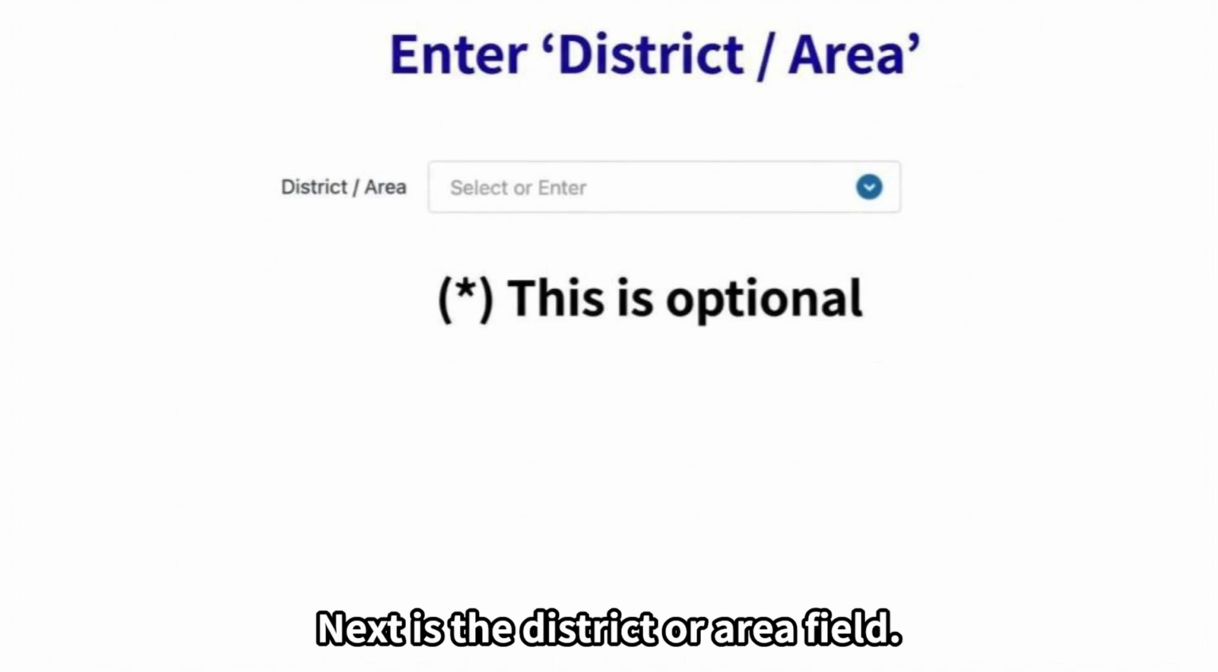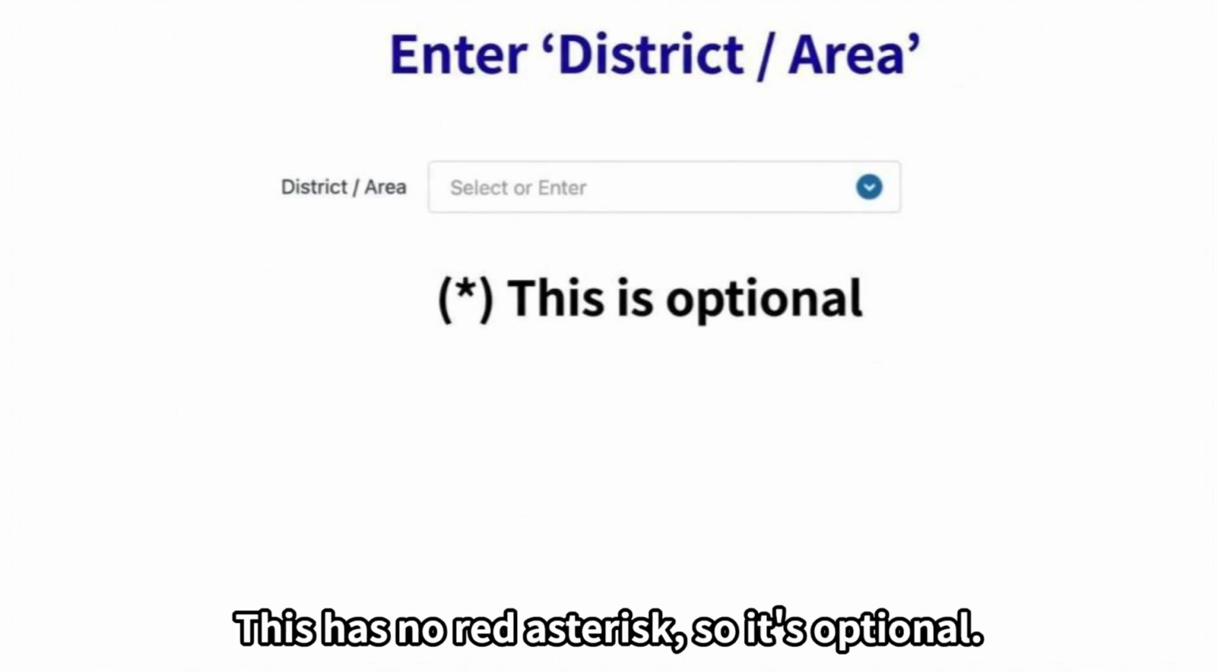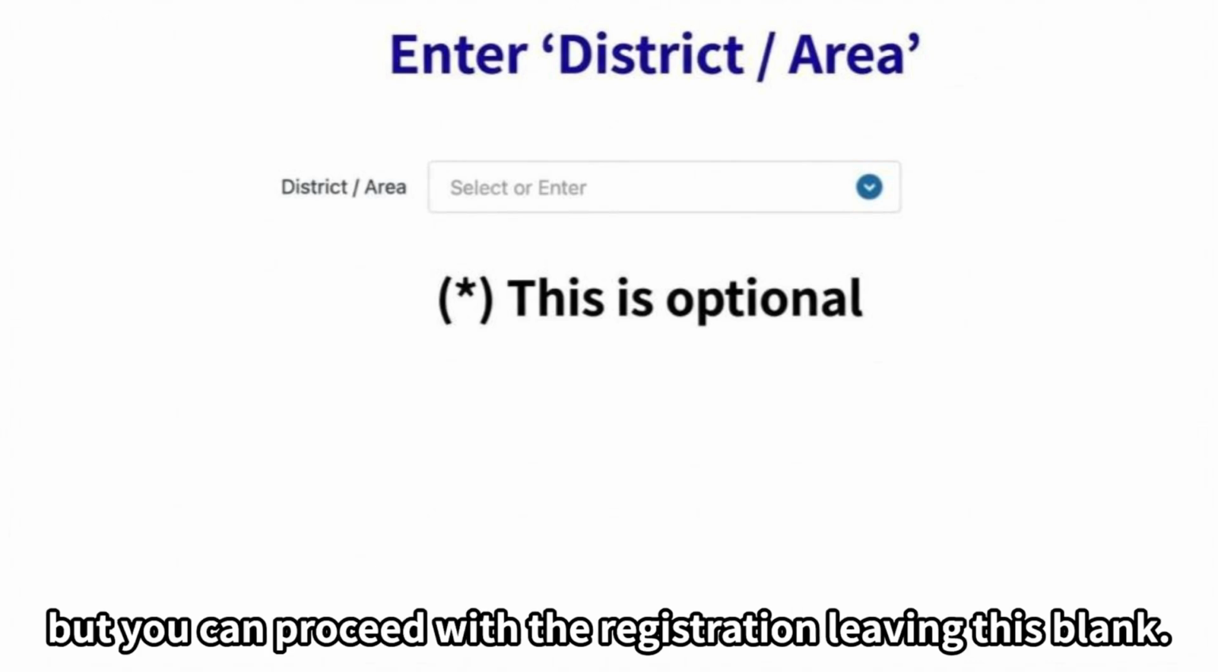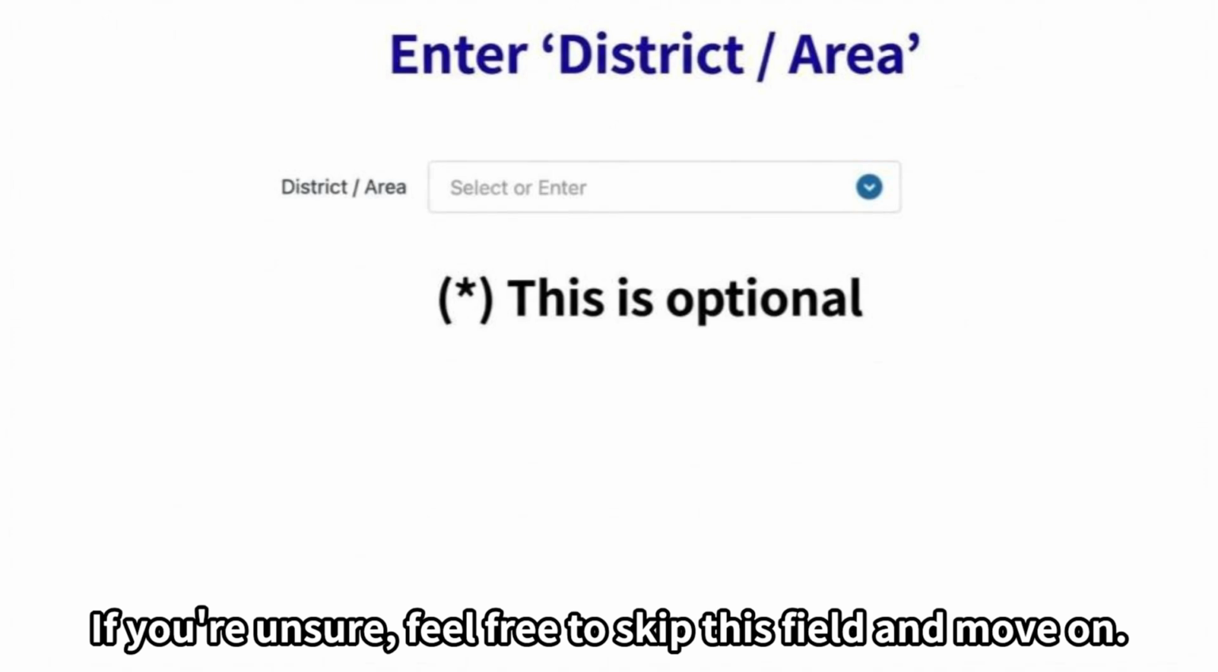Next is the district or area field. This has no red asterisk, so it's optional. Thai addresses can be a bit complex and the district name may be hard to identify, but you can proceed with registration leaving this blank. If you're unsure, feel free to skip this field and move on.